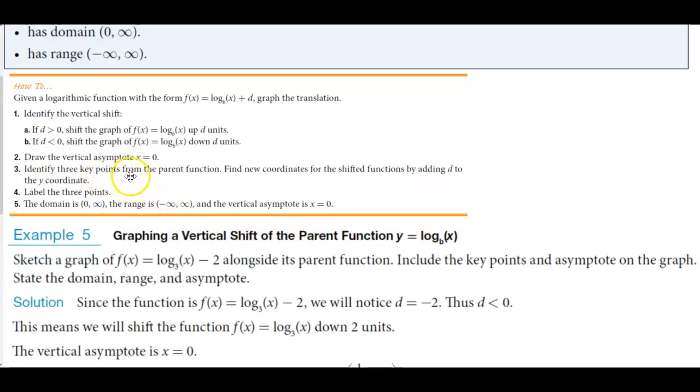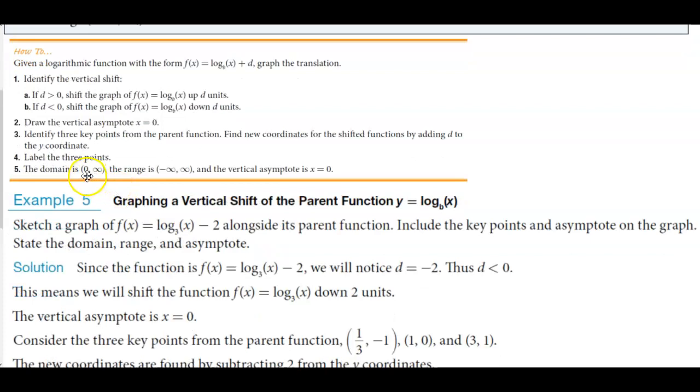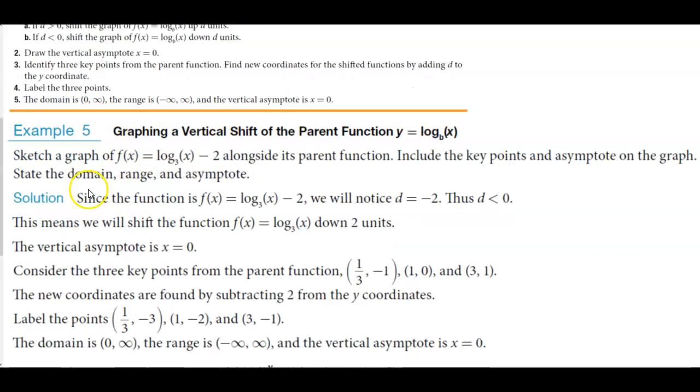We're going to identify 3 key points from the parent function and identify new coordinates for the shifted function by adding d to the y coordinate. Then label the 3 points and determine what the domain, the range, and the vertical asymptote are. So for example 5, we're going to sketch a graph of f of x, which is equal to the log of base 3 of x minus 2, alongside its parent function. Include the key points and the asymptotes on the graph, and then state the domain, range, and the asymptote.